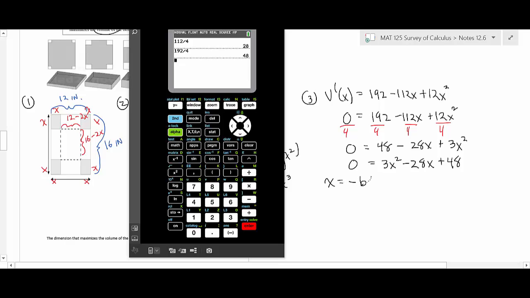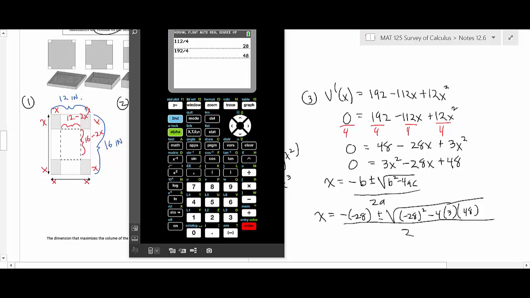So you have negative b plus or minus the square root of b squared minus 4ac, all over 2a. You guys remember how to plug that in from your past? A is 3, b is negative 28, c is 48. So go ahead and start plugging that in. Use your calculator to help you. So you'll have negative 28 plus or minus the square root of b squared, and then 4a, which is 3, times c, which is 48, and that's one big fraction bar all over 2a. And a is going to be 3 like that.